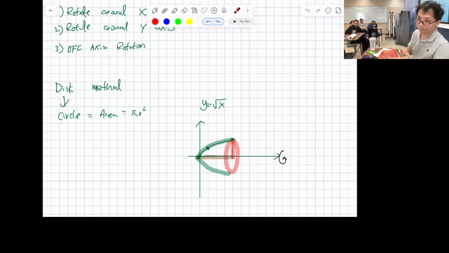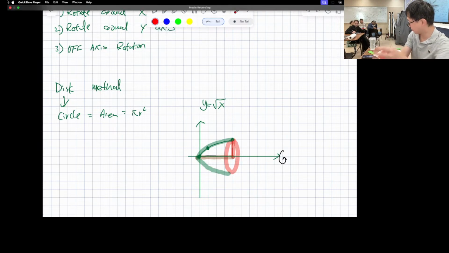So let me see if I can arrange this. I know it's kind of messy, but oh well. We'll live. Okay.